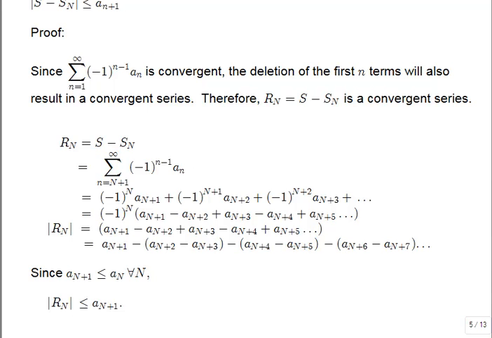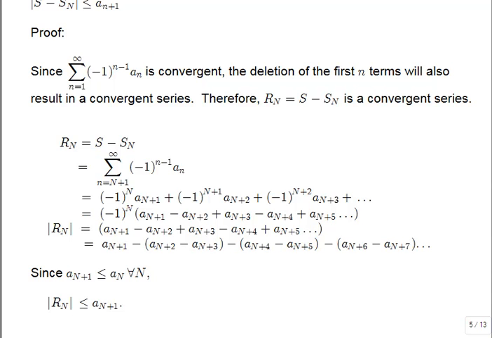So if I subtract off those first n terms, then I'm just looking at the nth plus 1 term on. That's what this is saying. Now if we expand that out, that's going to look like negative 1 to the big N times a sub n plus 1, plus negative 1 to the n plus 1 times a sub n plus 2, and so on to infinity. Now notice that each of these terms here has a negative 1 raised to an n in it, so let's factor that out.